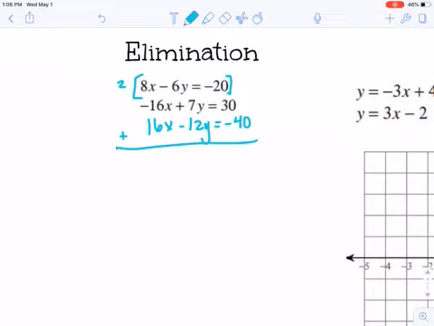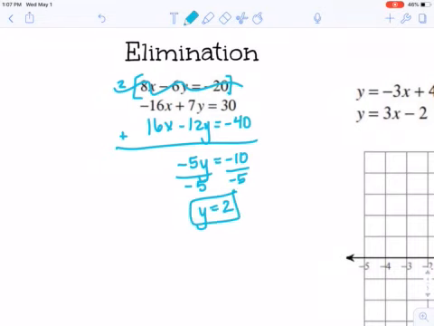Now I'm ready to add these together. So I'm going to just ignore that top equation. When I do that, my x disappears. And that's what I want because now I only have one variable and I'm able to solve this system. So y equals 2. Okay, then I'm going to go, just like I did a second ago, and plug it back into one of the original equations.